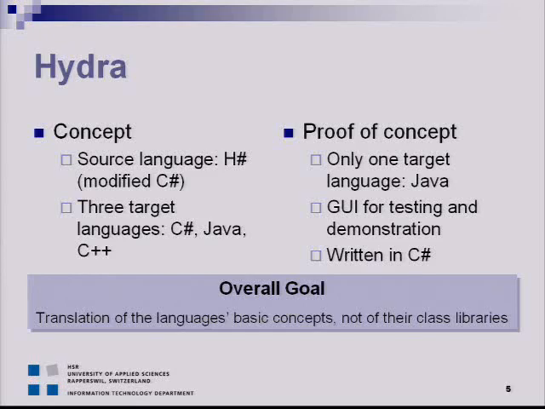As you might guess, the translation from A# to C# is quite trivial. So the proof of concept covers as only target language, not C# but Java. We've implemented a GUI to test the software and to demonstrate it. The whole software was written in C# and .NET 1. The overall goal was to translate only the language and basic concepts, not the whole class library.